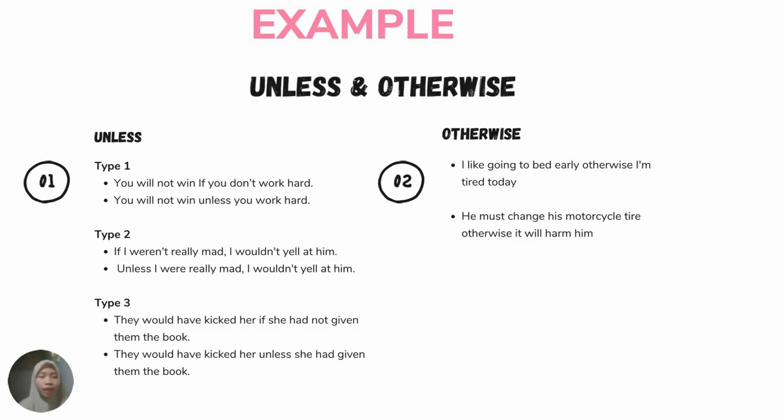And for the otherwise, here, the first example is: like going to bed early, otherwise I'm tired today. So the meaning is: I like going to bed early, if not I'm tired today. The second example is: he must change his motorcycle, otherwise it will harm him. So the meaning is the same as: he must change his motorcycle, if not it will harm him. That's all I can explain about conditional sentence without if.